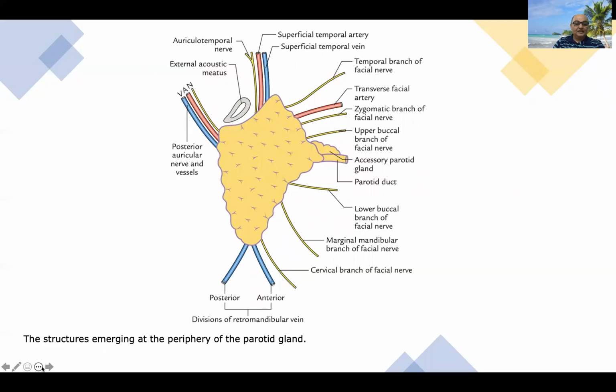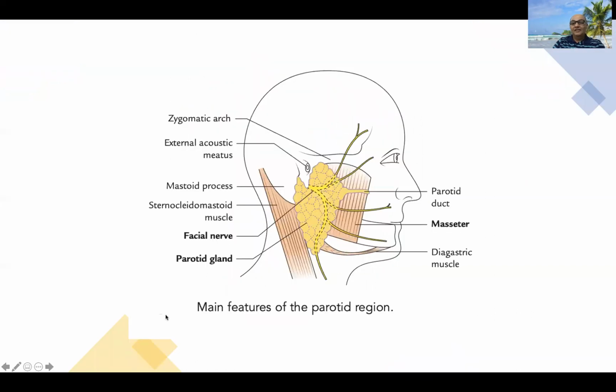Now going further, when we look at it, this is what is being explained: how these structures are surrounding and emerging out of this gland. You can see this gland is placed on the face, and inside this dotted area is a very important nerve. This is my seventh cranial nerve, the facial nerve, and this nerve is important and we need to know about it.